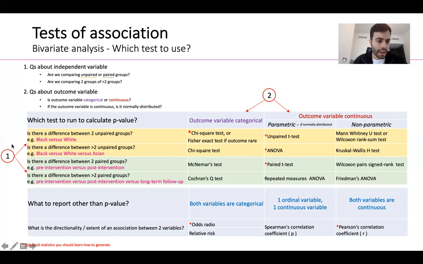The first thing you want to ask is whether you're comparing data between two groups that are paired or unpaired. If you're comparing data between two groups of separate individuals, for example, comparing BMI between patients who are Black versus patients who are white, then your data is described as unpaired or independent, and you would select a test from one of the yellow rows.